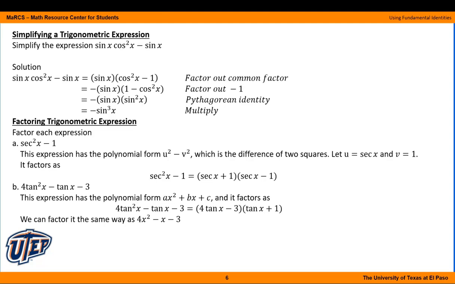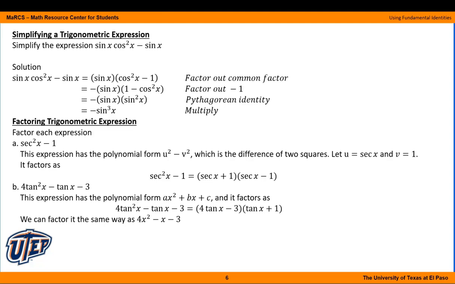Let's look at simplifying a trigonometric expression. The key idea is to look for common factors and opportunities to use these identities. Here we factor out a sine term and then recognize the expression 1 minus cosine squared. Using the Pythagorean identity, we replace that quantity with sine squared. After simplifying, the expression becomes negative sine cubed x.